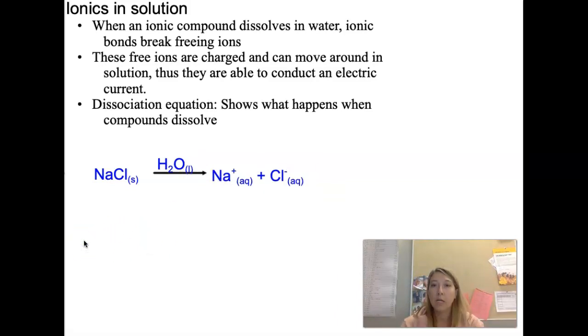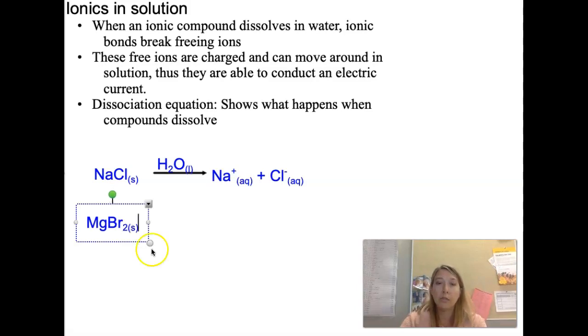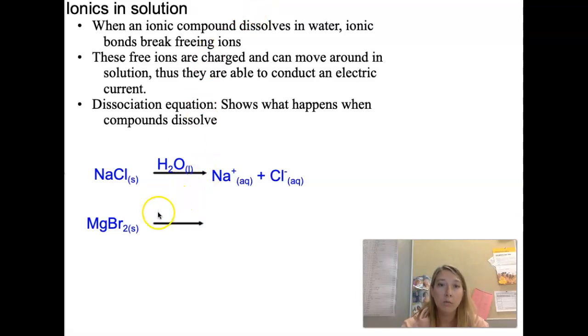So we're going to have that the NaCl solid goes into water and turns into a sodium ion and a chloride ion. Okay, we can look at an example that has some subscripts because those look a little bit different. So let's say we had magnesium bromide. So it's going to be MgBr2. It's a solid. Okay, same deal, we're going to put it into water, so we're going to put our arrow. Over top of the arrow, we are going to write out the water.